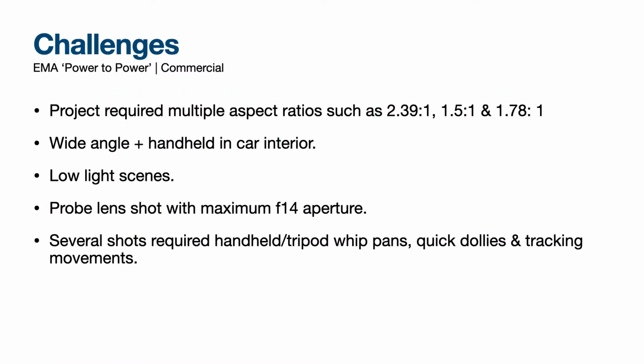The challenge of this production was the use of three different aspect ratios in the commercial itself. Jake, the director, also wanted very wide shots in the interior of an electric car using quick whip pans and handheld tracking shots. We also had several low-light scenes in the kitchen and auditorium. And lastly, there were two probe lens shots whereby the maximum aperture of the lens was limited at f/14.